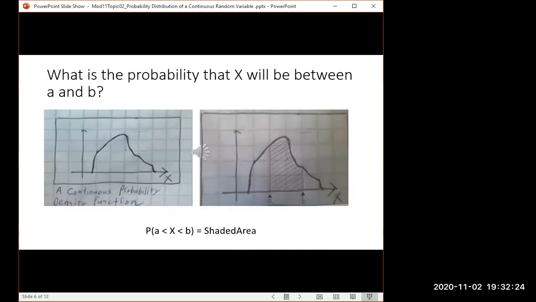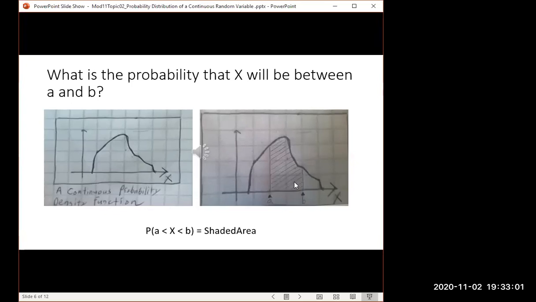Now, once you've got a continuous probability distribution, so you've made a curve, perhaps you've even made a formula for that curve, how do you use it? It's for finding probabilities. The probability that your variable, your x, will be between 2 points A and B, you find that by finding the area under the curve between A and B.